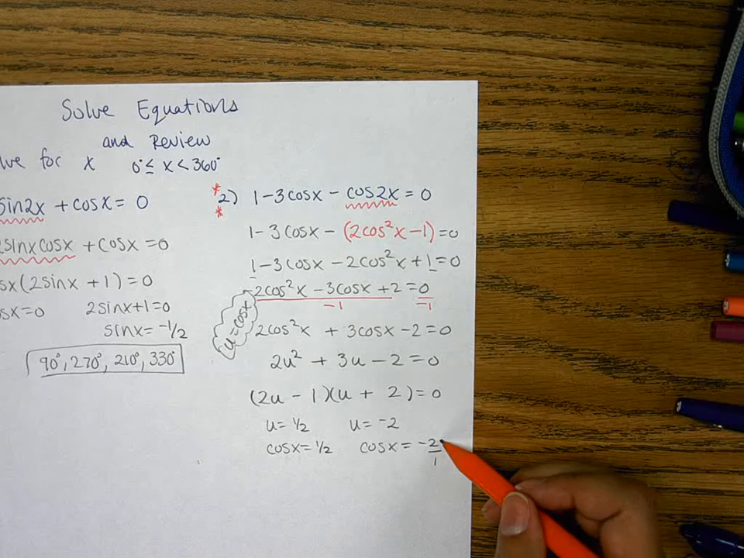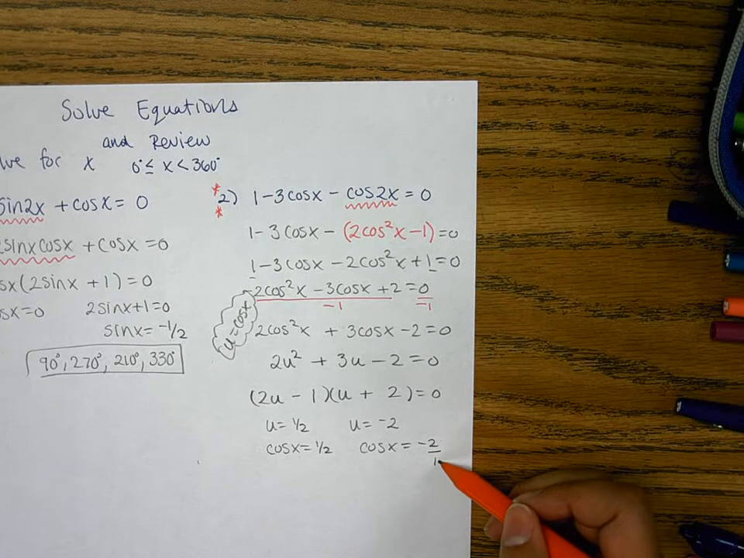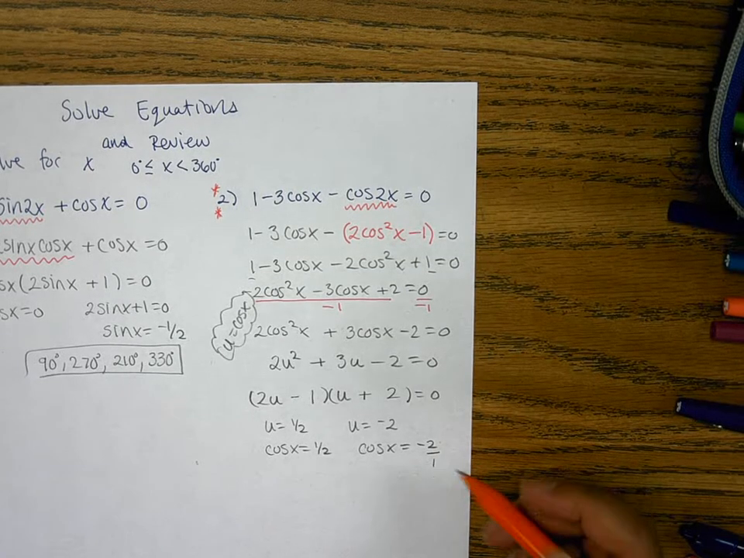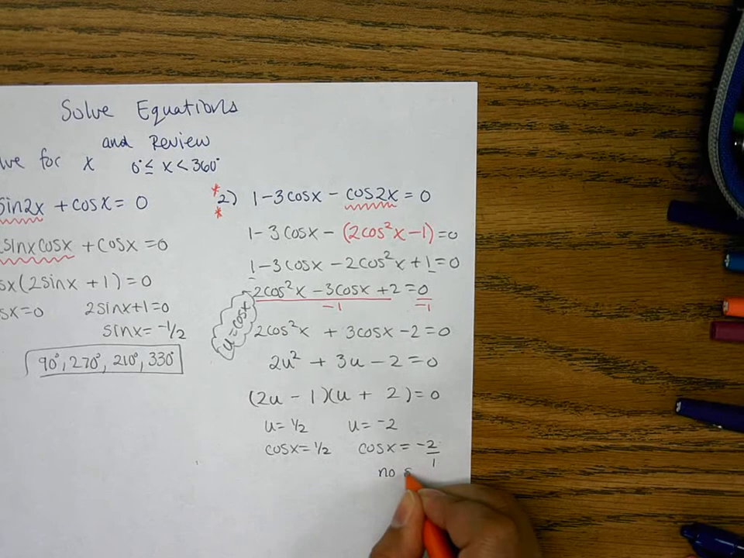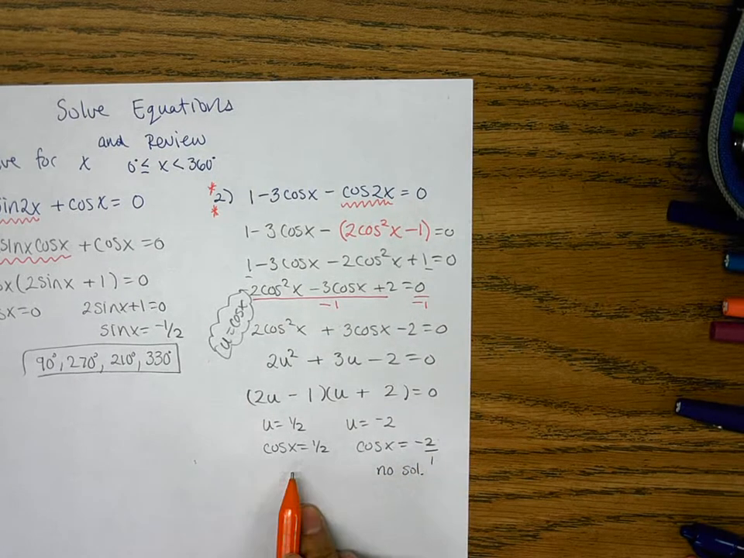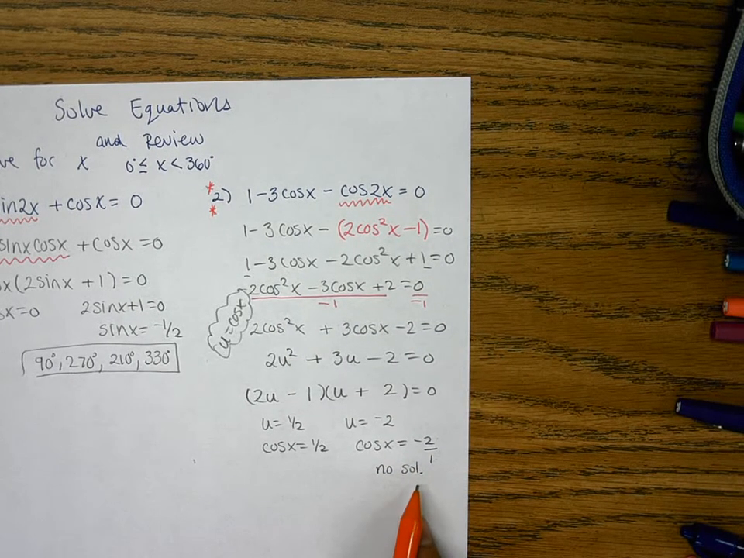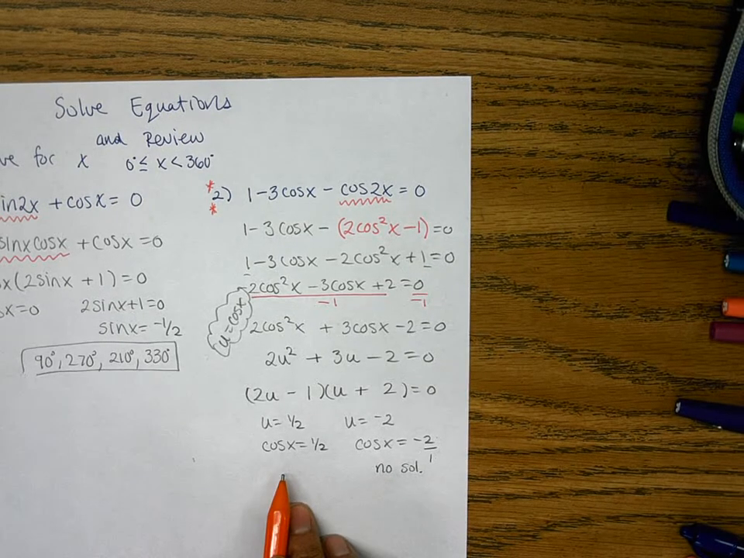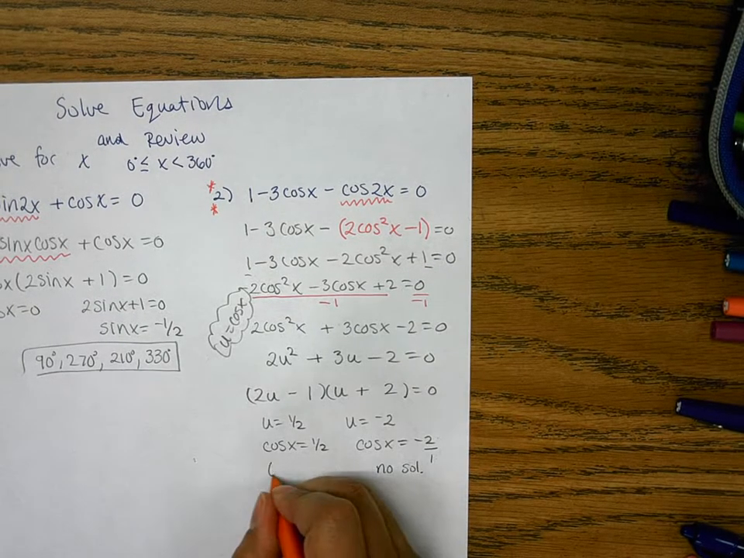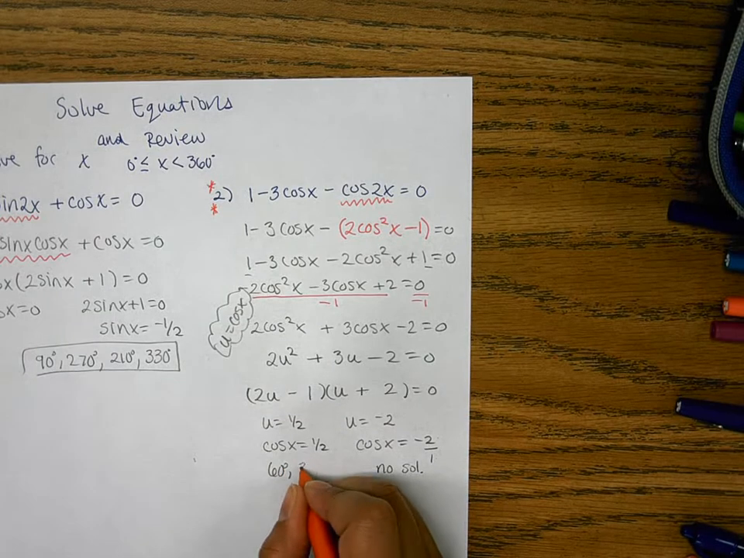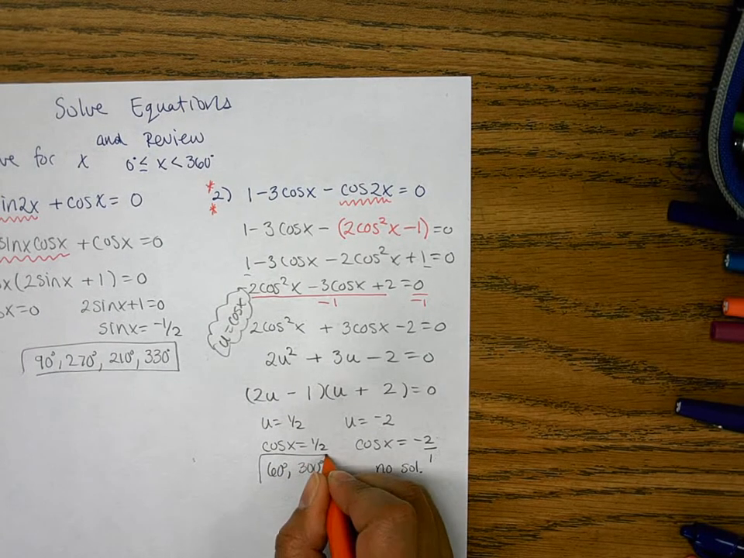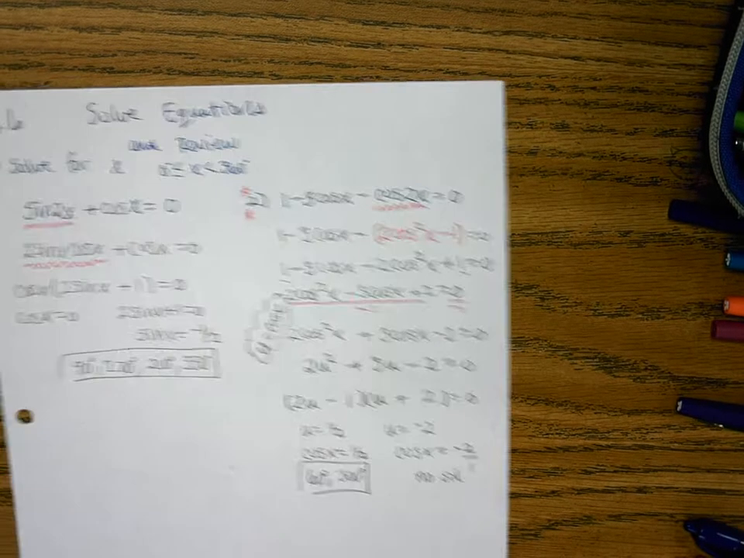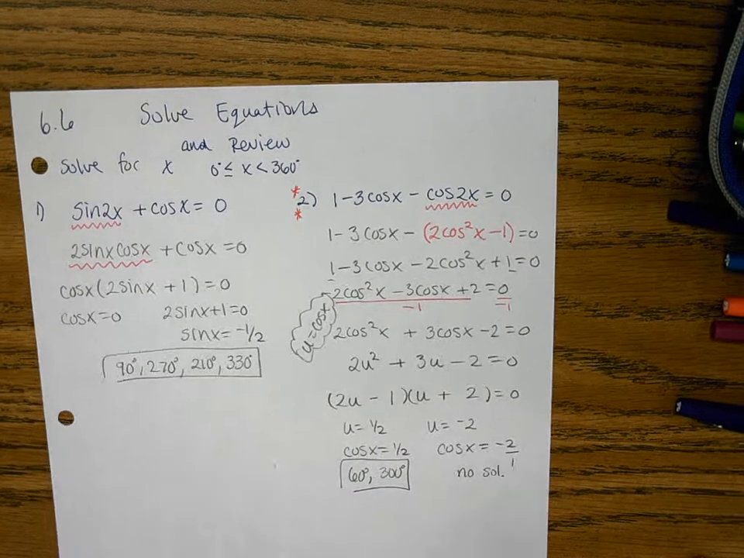Remembering from our last unit, if you put this as negative 2 over 1, that means your adjacent side is 2 and your hypotenuse is 1, which makes no kind of sense. So this one has no solution. This part does have a solution, so you don't have to write no solution as part of your answer. That's just for this piece. But this one, cosine x equals 1/2 at 60 degrees and at 300 degrees.